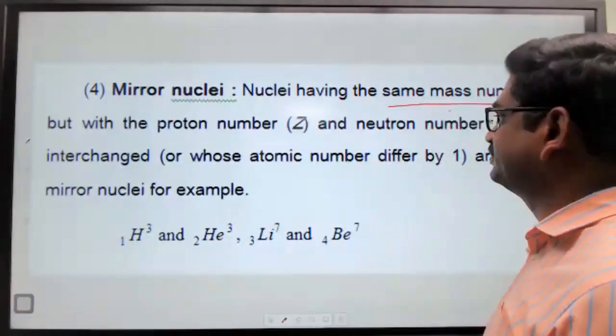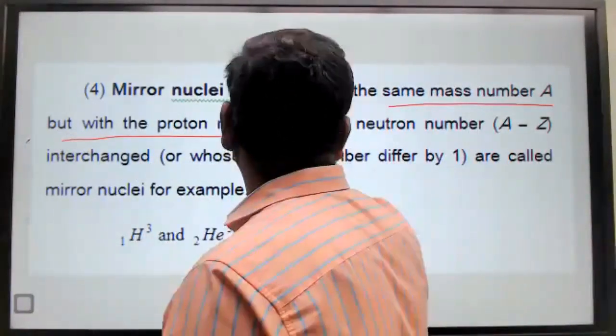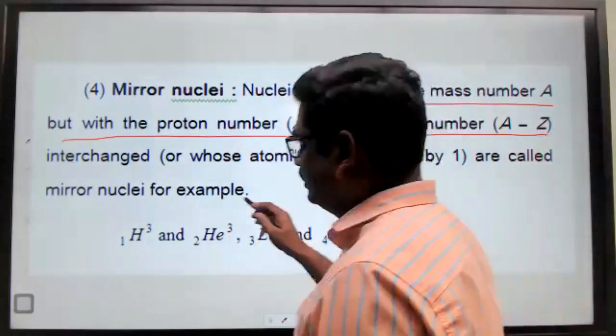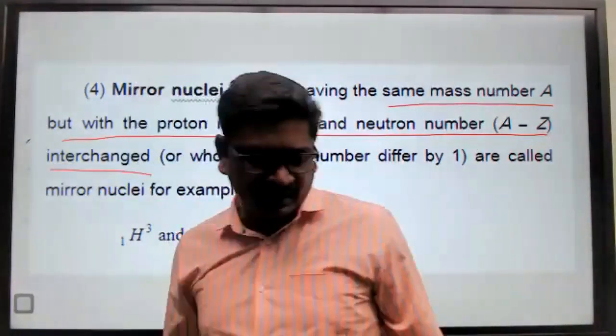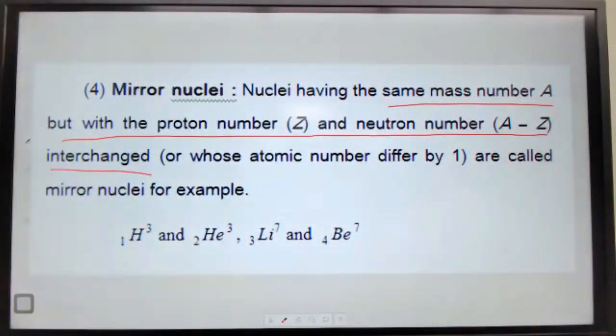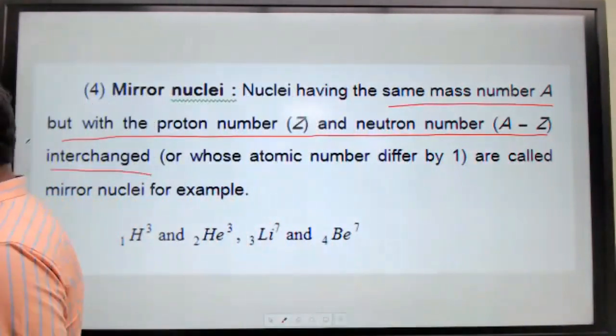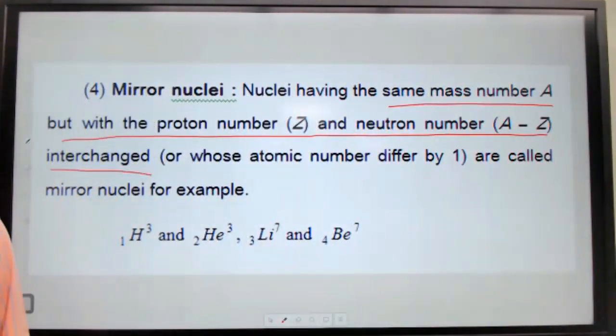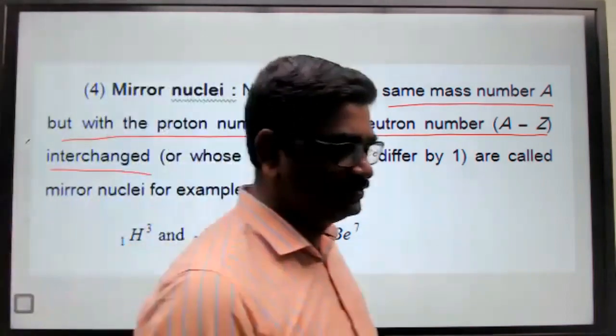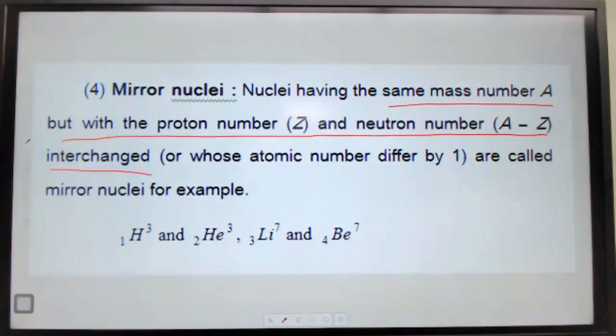Same number of A but with a different proton number, and the neutron number A minus Z should be interchanged. Write on the screen: A minus Z and Z should be interchanged. The basic idea is that the proton number and neutron number are interchanged. And one more thing is A should be the same. Since we are saying A is the same, can't we call these isobars?